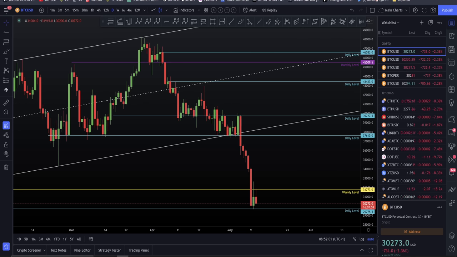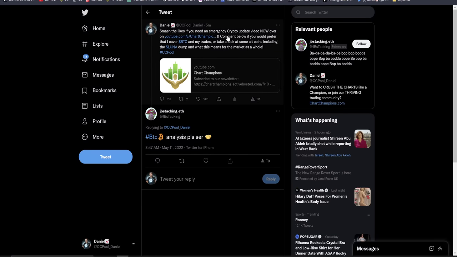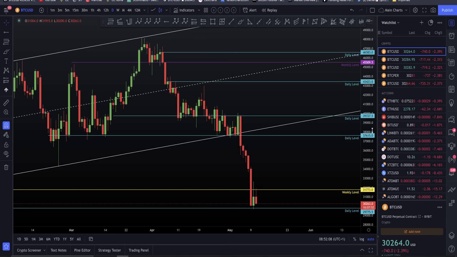Obviously, I posted just a second ago over on Twitter, what would you prefer to see, a Bitcoin analysis or me taking a look at the altcoins? Because the altcoins right now are even more volatile. They're very volatile, and obviously we've seen some coins such as Luna down over 80% in a few days. I did put that out there. What would you prefer to see?